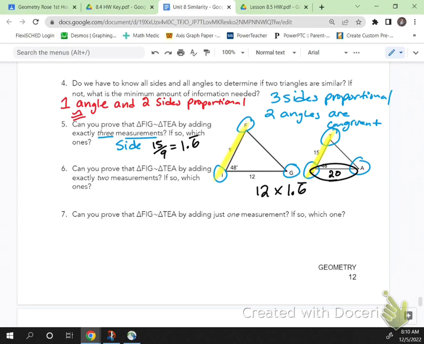Okay? These sides don't really matter as long as they're proportional, that I'm taking this number and timesing it by 1.6 repeating. Does that make sense? They didn't tell us the third side here or here, but as long as they follow the 1.6 repeating similarity ratio, then we'll be okay.